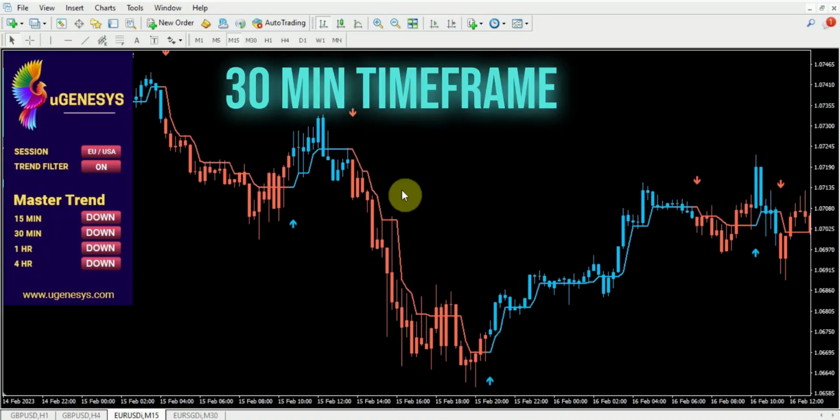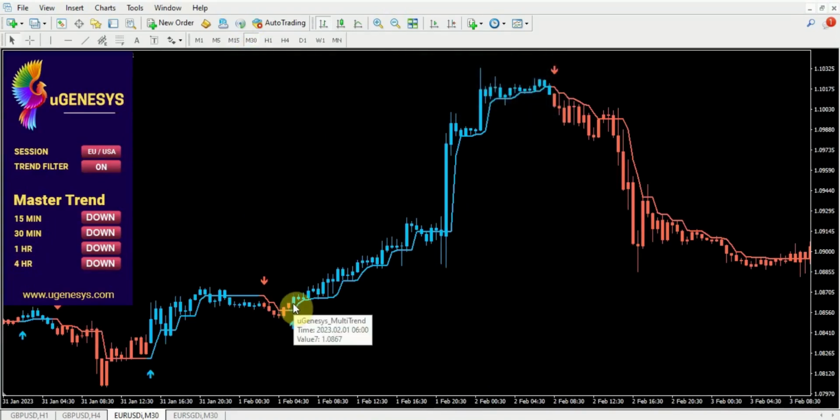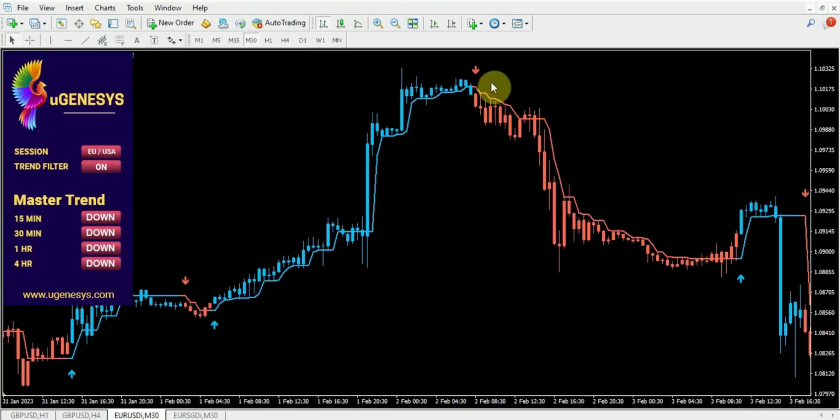Now let's take a look at our 30-minute time frame. Here's another bullish signal right here, and you can see it started at 1.0867 and went all the way up here and closed out at 1.1019. So that is a movement of 152 pips. That's a great uptrend right here. And remember, to get this indicator, you can click on the link in the description. And here we have a bearish signal, and we can see the downtrend started at 1.1022, and it went all the way down, and it closed out here at 1.0903. So that's a movement of 119 pips.